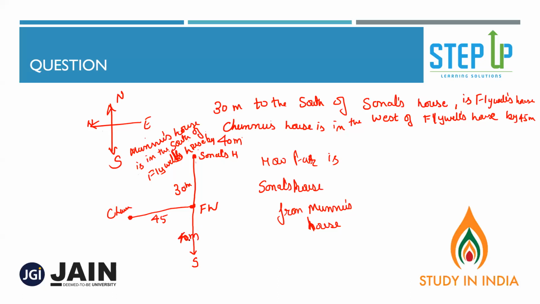So 30 meter plus 40 meter. How far is Sonal's house from Munnu's house? This is Munnu's house. See, one thing, I'll go and erase, everything gets erased. So it is 40 plus 30, 70. Okay. I hope that's clear.